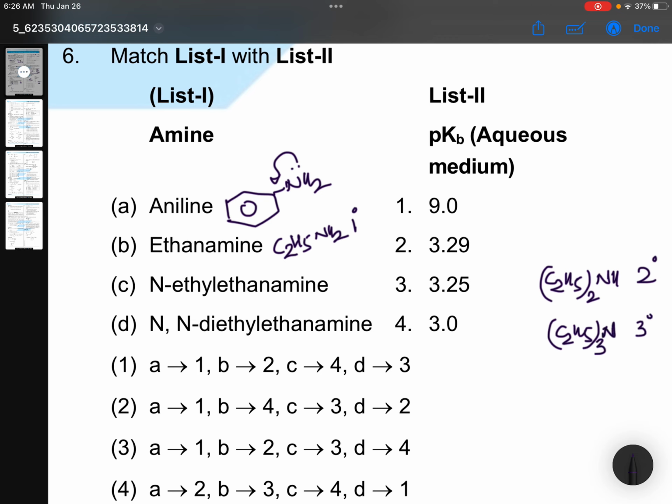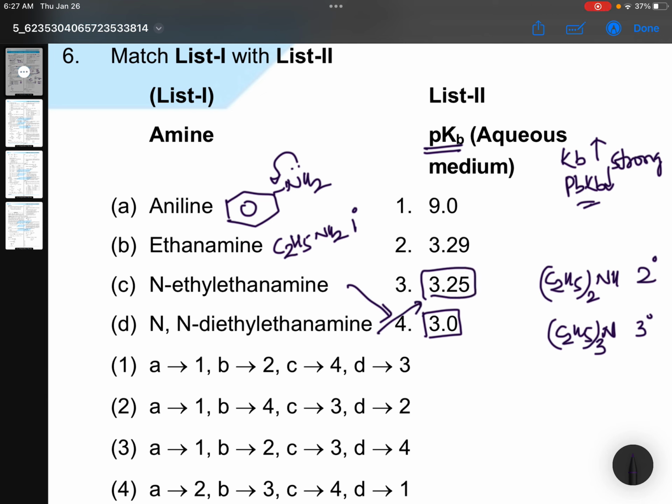So what we need to do? pKb values are given here. Kb high, pKb low, strong. So the lowest pKb is the strongest one. The lowest pKb is 3.0; 3.0 is given for this. Then 3.25, tertiary, for this. Okay. Higher Kb, lower pKb, strong.